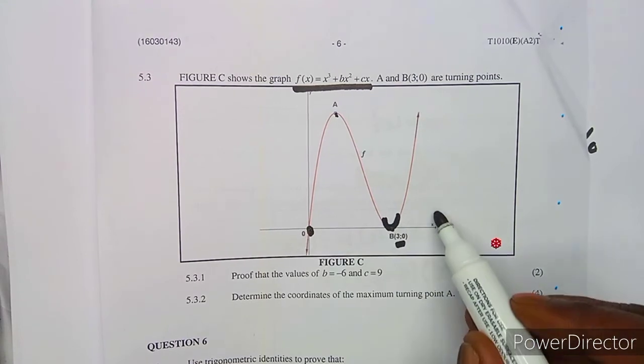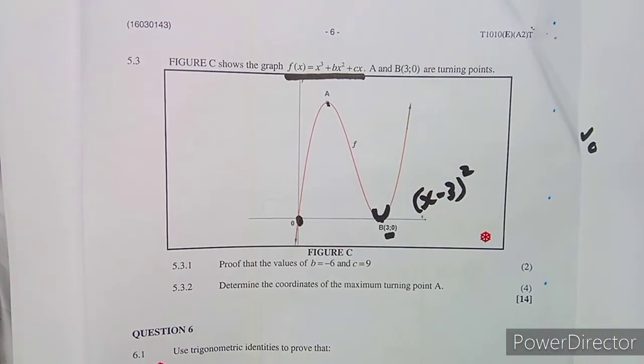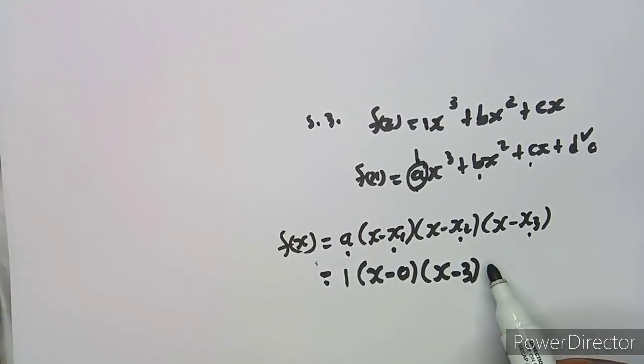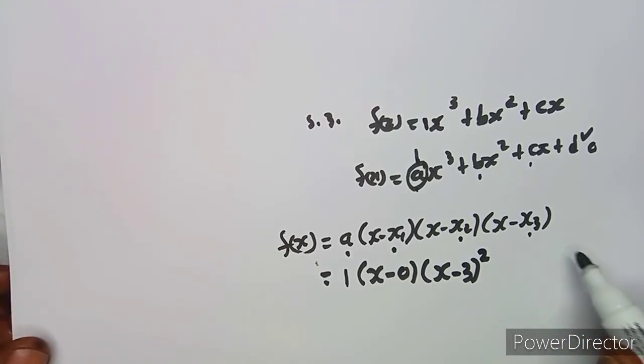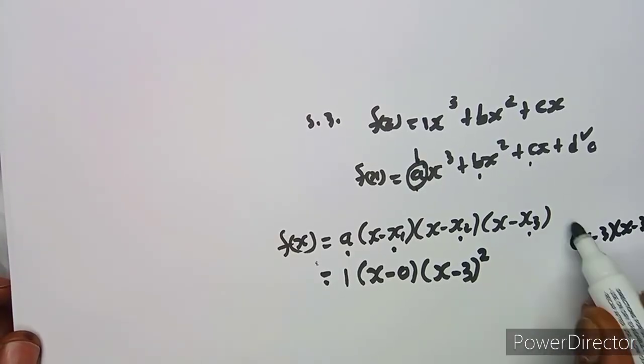are two values here, so it's supposed to be like this, x minus 3 squared. That means it's a turning point and a solution, so it's supposed to be squared like this. All right, which means there are actually two brackets there like this. It was x minus 3, x minus 3, like this. That is what it means.